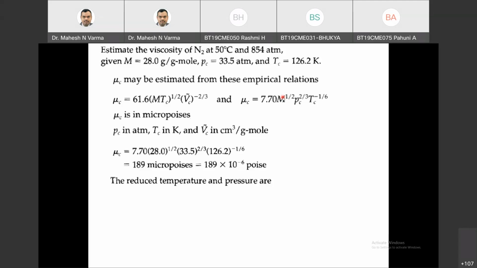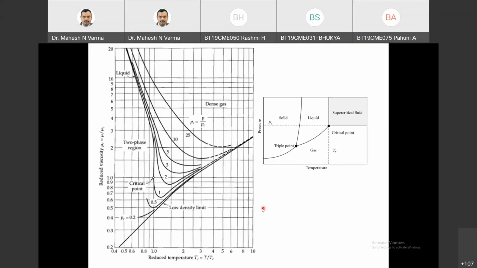Okay, so now you can see the reduced temperature is 2.56. Temperature and critical temperature are given. Similarly, pressure and critical pressure are given. So we have reduced temperature, reduced pressure and reduced viscosity. Now using this empirical graph, you can see how many parameters there are. This is reduced temperature, temperature divided by critical temperature, then pressure divided by critical pressure, and here I have reduced viscosity, viscosity divided by critical viscosity.